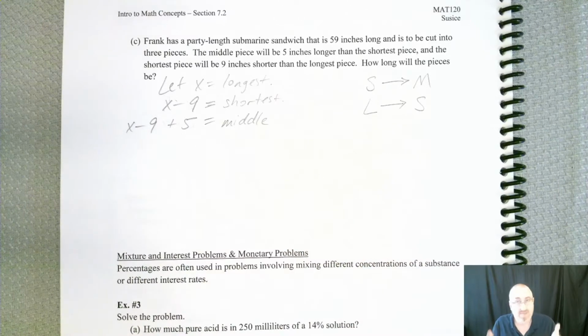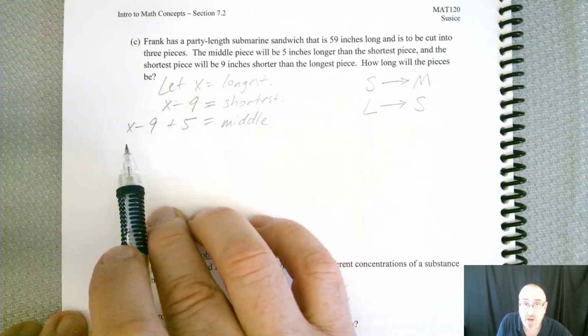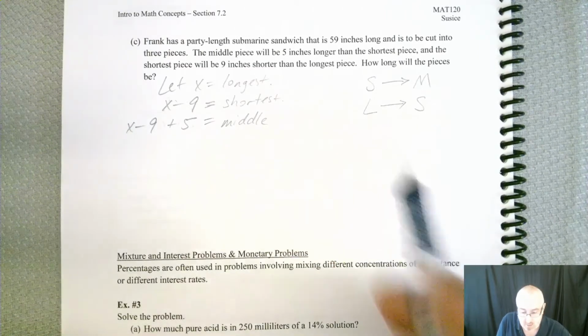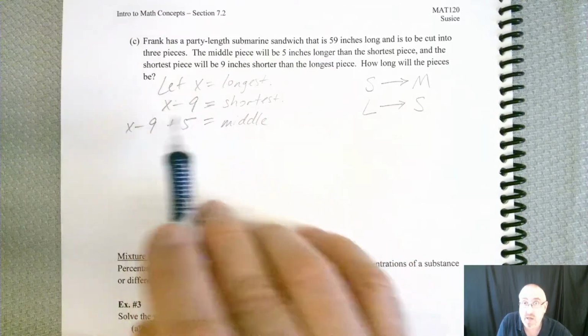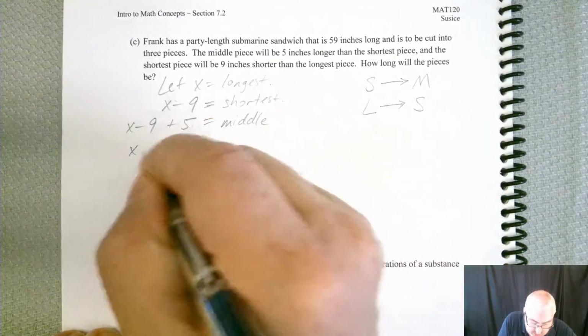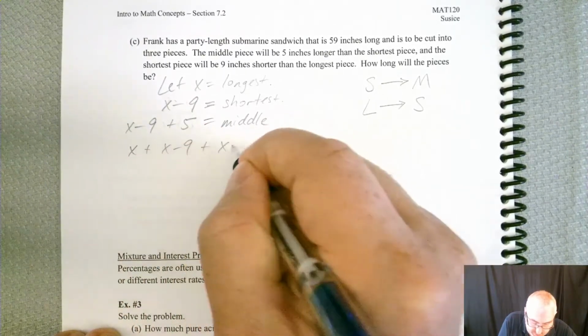I know it's a little hard. These setups are not going to be the easiest. They're going to be challenging. So let's put it into an equation now. What should we have for an equation? What do we know about the whole submarine sandwich? It's 59 inches. So all three pieces should combine to give you that 59 inches. So we got the longest, the shortest, and the middle.